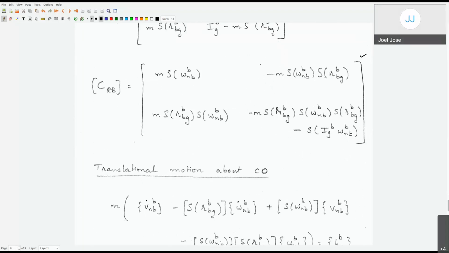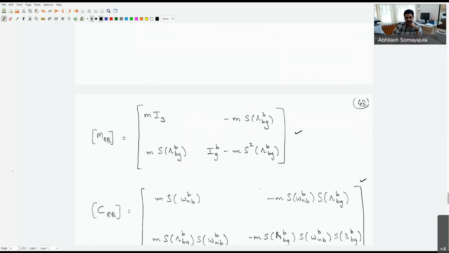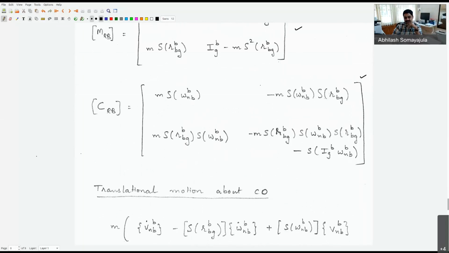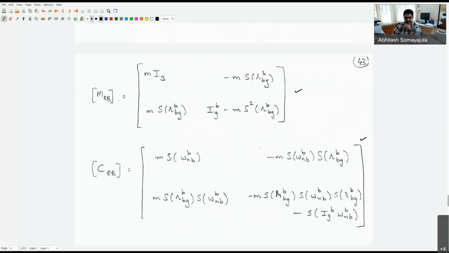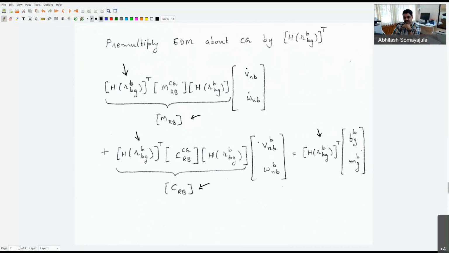So now I'm going to stop right here, because next time, once we have these matrices, we'll discuss how the translational motion about the coordinate origin and the rotational motion about the coordinate origin look like by putting these mass matrices and the new velocity vector into it. What do we get? That is what we are going to take a look at in the coming lecture.